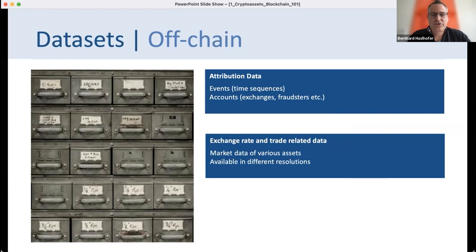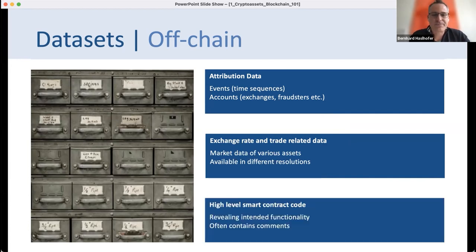Then there's of course exchange rates and trade-related data. Bitcoin and other crypto assets are traded on public trading platforms and exchanges for exchange rates. And if you are interested in trading volumes in US dollars or euros, you of course have to do the conversion and gather this data from somewhere.